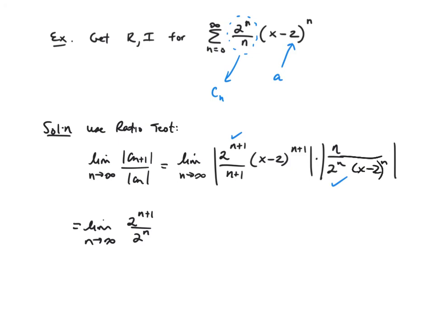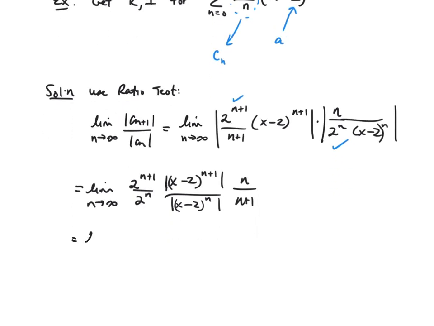All right. So down here, I have an x minus 2 to the n plus 1 over x minus 2 to the n. That's an absolute value. You can see I've pulled the absolute value off of the 2 to the n plus 1 and 2 to the n terms. They're positive, so it doesn't matter. Same thing with the n and the n plus 1. Those are positive terms, so I don't need the absolute values.